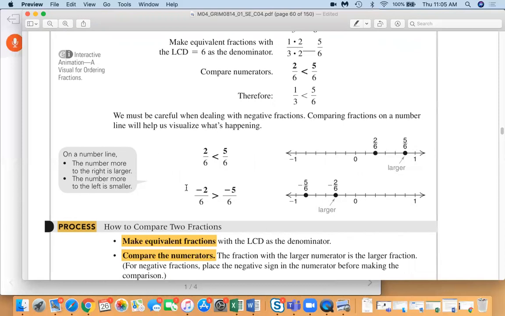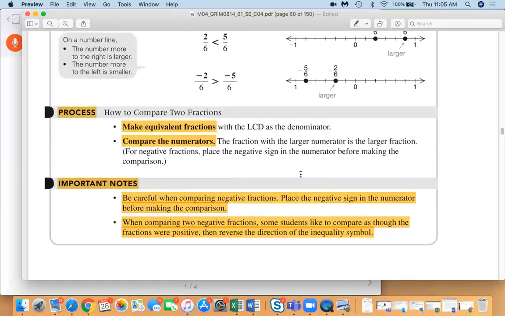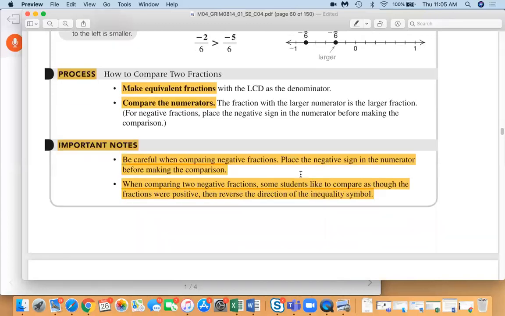Now, when we look over on the negative side, it's the opposite. Remember that -2/6 is actually bigger because it's closer to 0 on the negative side of the number line, whereas -5/6 is a smaller number. So remember, it kind of flip-flops when you're looking at negative numbers. The process: make equivalent fractions with the LCD as the denominator and compare the numerators. The fraction with the larger numerator is the larger fraction. For negatives, place the negative sign in the numerator before making the comparison. That way you know if the negative number is larger than the other negative number, then that's the smaller one.